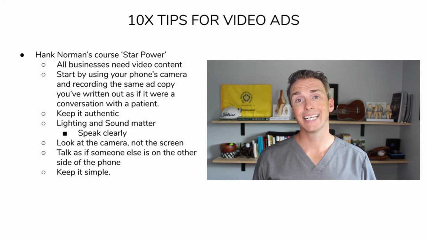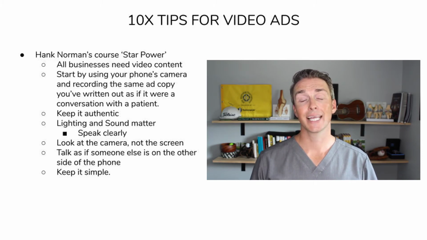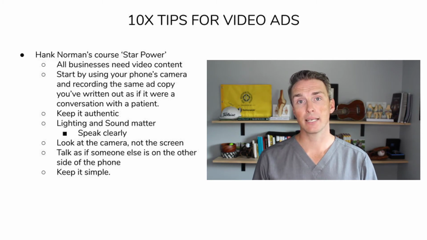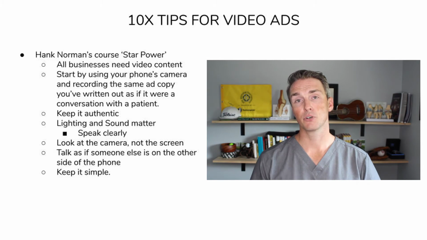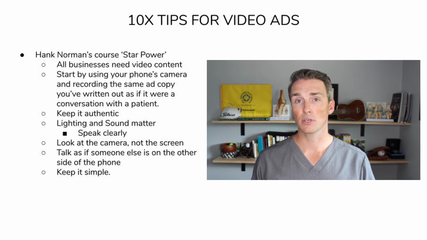Number 4, lighting and sound matter a lot. It's really important to make sure that people can hear you and that they can see you. That's the main ways that they're going to be able to consume that content. They want to be able to hear you and see you. So make sure the lighting's good. Use a ring lamp like I'm using here, or really, just turn on the lights. Make sure that it's well lit. And then with sound, a microphone attachment to your phone works really well. You can get those on Amazon, super cheap.